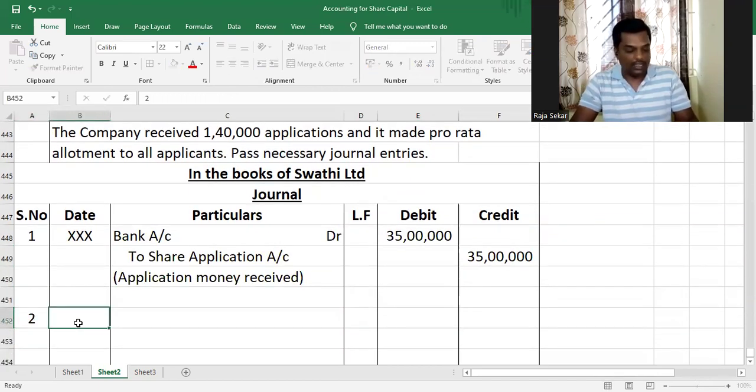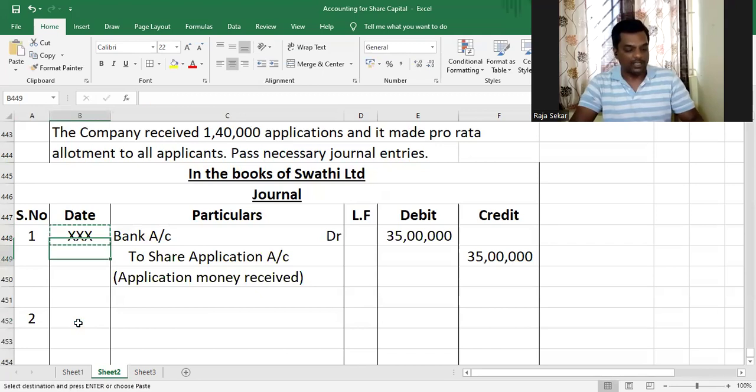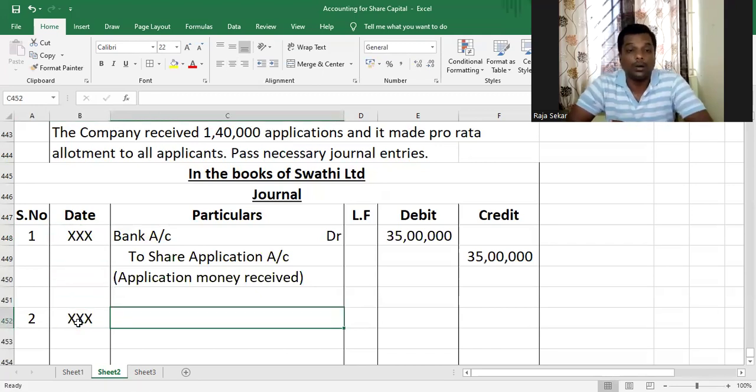The second journal entry is allotting shares, my dear children. It's very important that you get this right in pro rata allotment questions. Before we go to the second journal entry, I would like to explain something to you. As I told you, every applicant has got some shares. Am I right or not, my dear children? So every applicant has become a shareholder. Whenever pro rata allotment happens, on the applications on which pro rata allotment has been made, every applicant gets some shares. Am I right or not, my dear children?